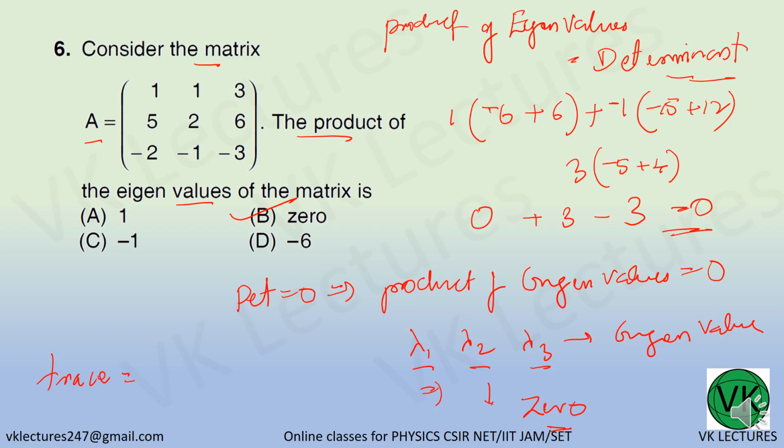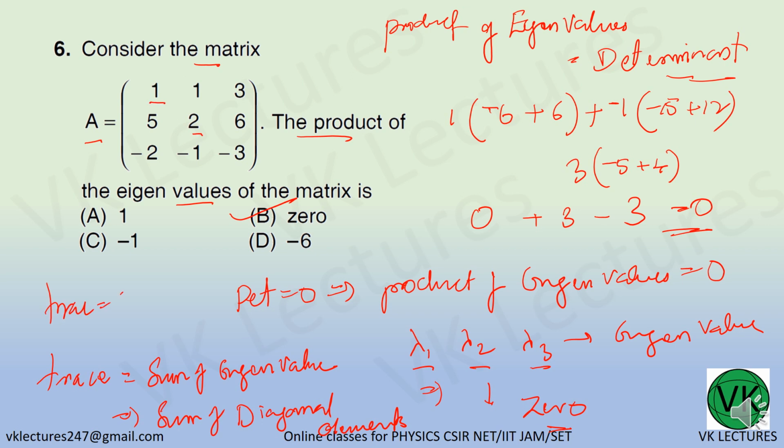Now what is trace? Trace is equal to the sum of eigenvalues, which is nothing but the sum of diagonal elements. What is the diagonal element sum here? 1 plus 2 minus 3. So trace is also equal to 0.